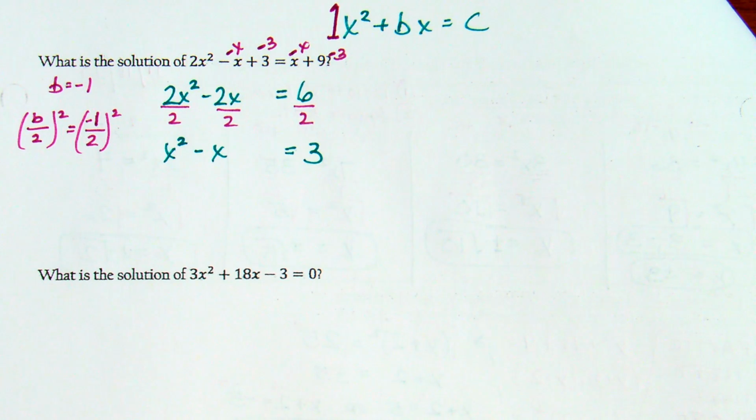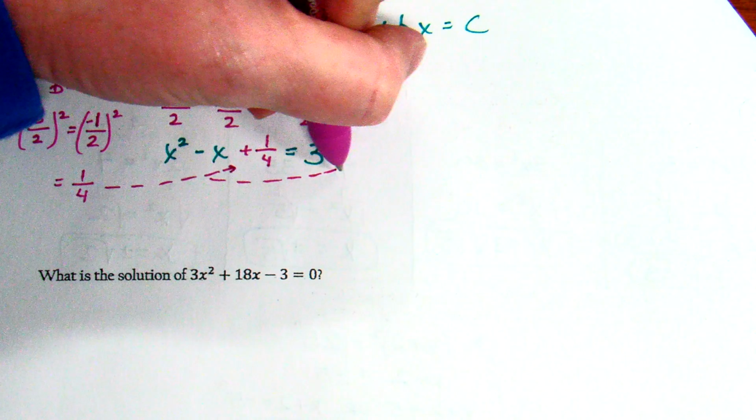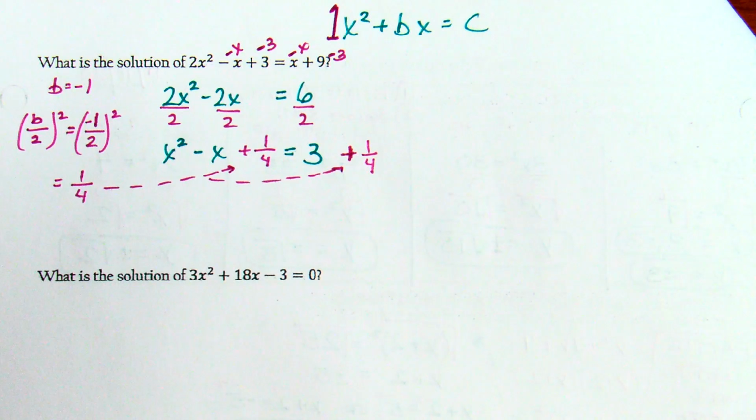Now, what do I do with this 1/4? What was the whole point of this? Add b over 2 squared to both sides. So that means I'm going to add 1/4 right here in my gap. And if I add it on the left, we're going to add it on the right. Okay, go to step 2, I believe.